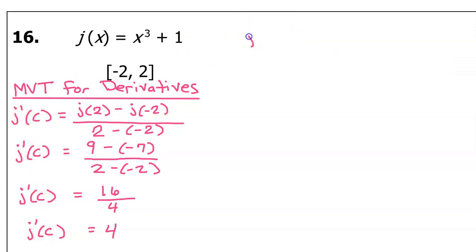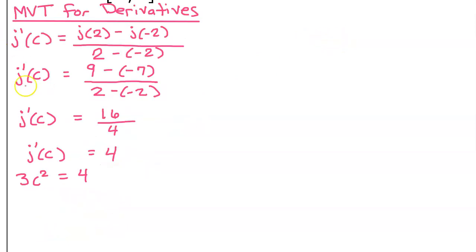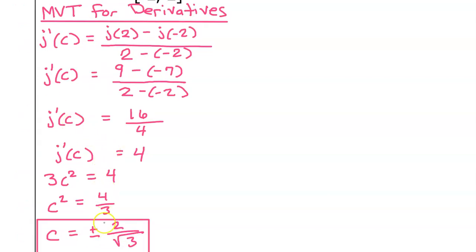Anyway, let's find j prime of x. So this will be 3x squared. That's j prime. In that case, j prime at c will be 3c squared. So 3c squared is equal to 4. Dividing both sides by 3, we have c squared is equal to 4/3. Taking the square root of both sides, we get c is equal to plus or minus 2 over the square root of 3. Only one value of c was guaranteed by the mean value theorem for derivatives, but we did find 2 of them.